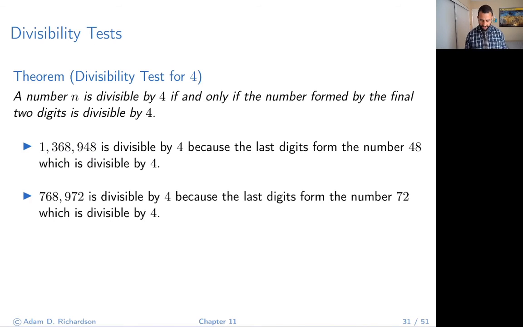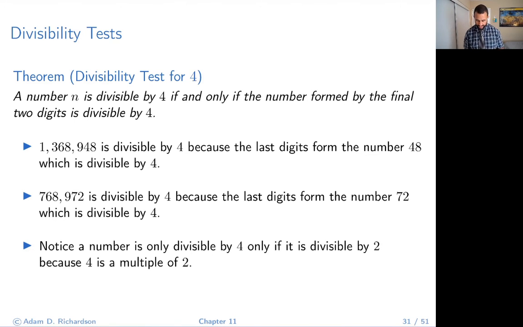Okay, this number, 768,972, that's divisible by 4. Why? Because this number here, 72, is divisible by 4. So why does that work? It's really bizarre. How is this working? Why is it that we can just ignore the rest of the number and just look at the last 2 digits?